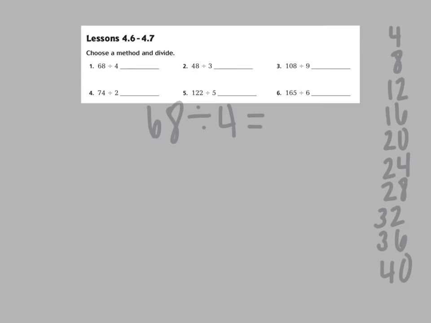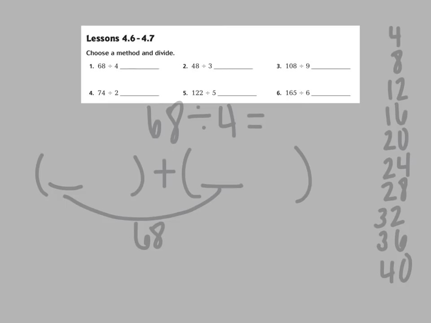And then I need to think of 2 numbers that add up to 68. If I look at my multiples, let's start with 40. Can 40 and another number on this list add up to 68? Yes, 28. 40 plus 28 are 68. And boys and girls, both of these can be divided by 4, our divisor.